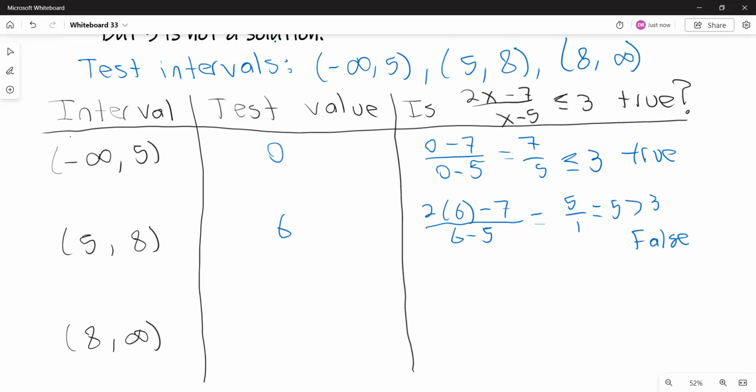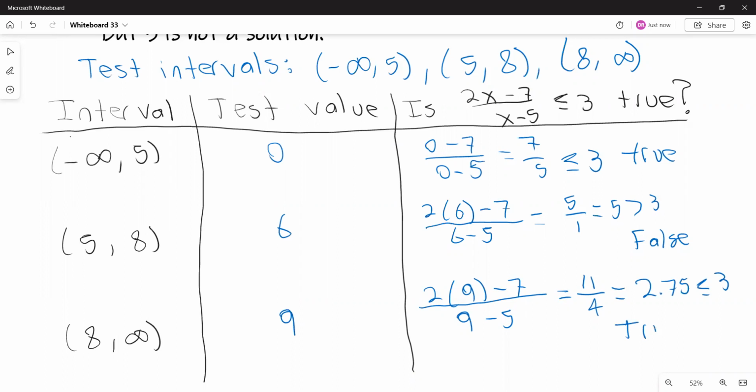And between 8 and infinity, if we evaluate 9, we have 2 times 9 minus 7 over 9 minus 5. So 2 times 9 minus 7 is 18 minus 7, that's 11. 11 over 4 is 2.75. And 2.75 is indeed less than or equal to 3, so this is true. And that's it.